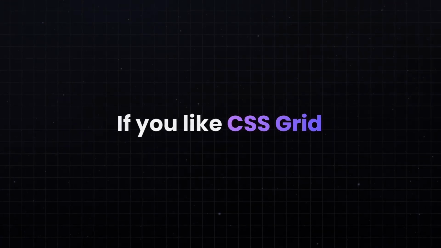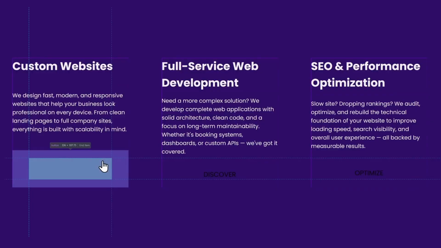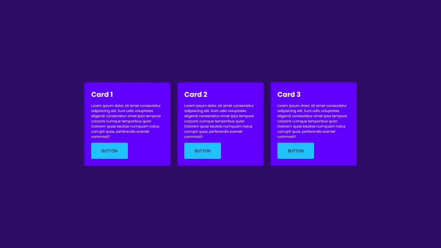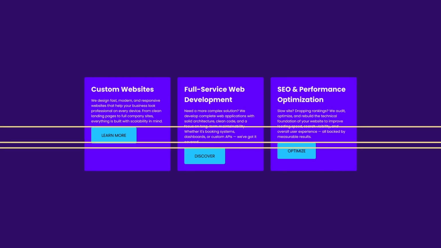If you like CSS Grid, you have to hear about CSS Subgrid, because it can solve a very common and annoying issue. Picture this. You have defined a grid layout for a few cards, and everything looks fine at first. But the moment you fill in some text, suddenly the layout breaks. The buttons are not on the same level because the text varies in length.